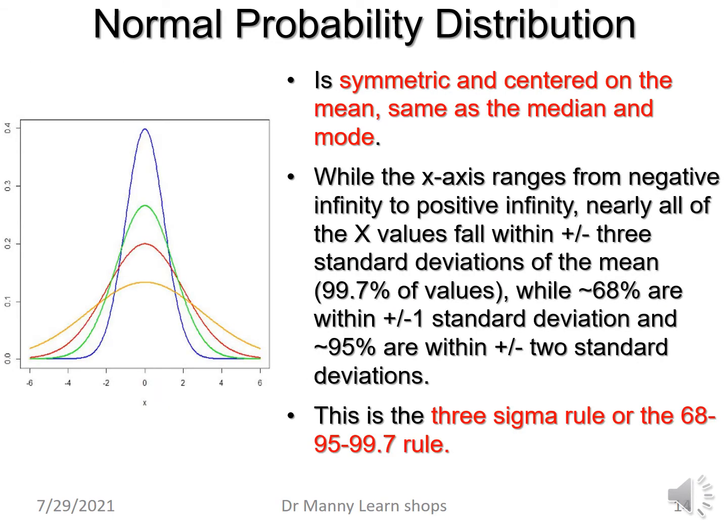A normal probability distribution is symmetric and centered on the mean, the same as the median and the mode. While the x-axis ranges from negative infinity to positive infinity, nearly all the x values fall within plus or minus 3 standard deviations of the mean, which is 99.7% of the values, while 68% are within plus or minus 1 standard deviation and 95% are within plus or minus 2 standard deviations. This is the 3 sigma rule, or the 68-95-99.7 rule.